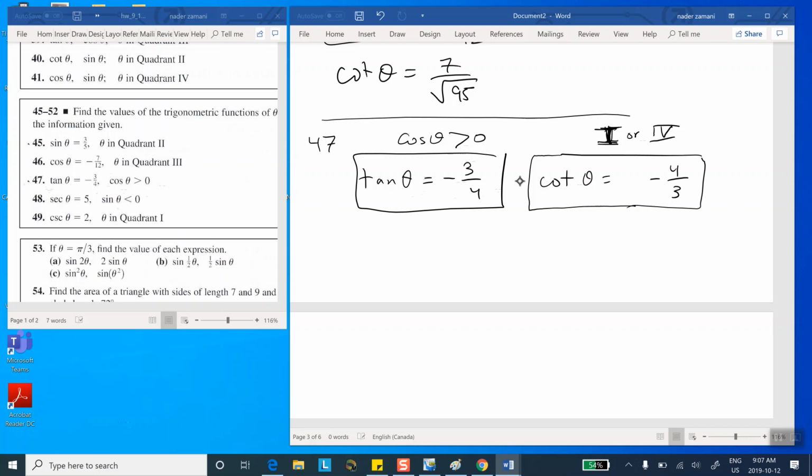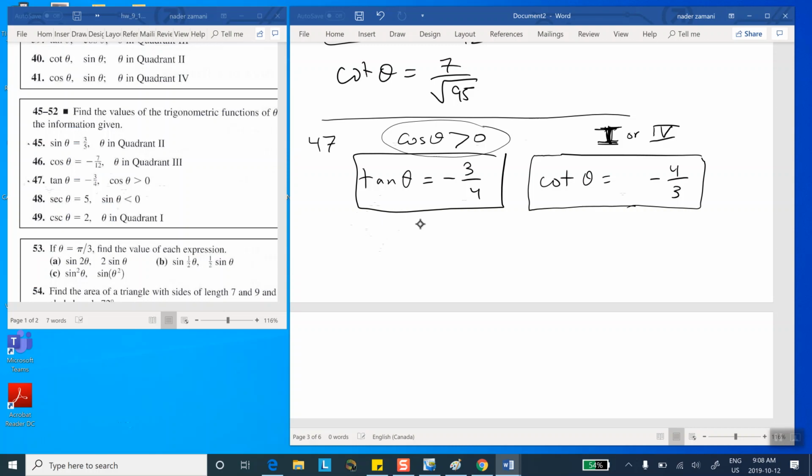And these things do not contradict that, because if your tangent is minus 3 over 4, you're either in quadrant 2 or 4, which is good, so it doesn't contradict that. Yeah, no problem. This is good. Now let's go ahead and find, for example, sine and cosine. We are left with sine, cosine, and secant and cosecant.